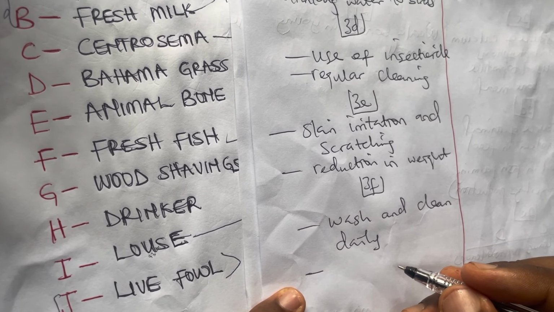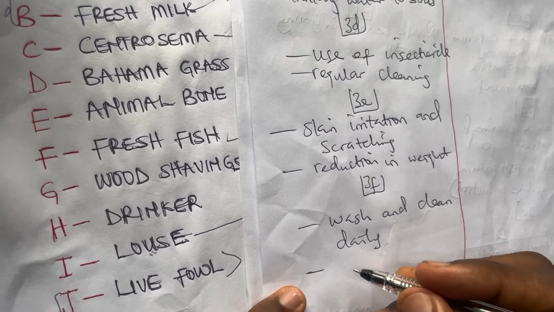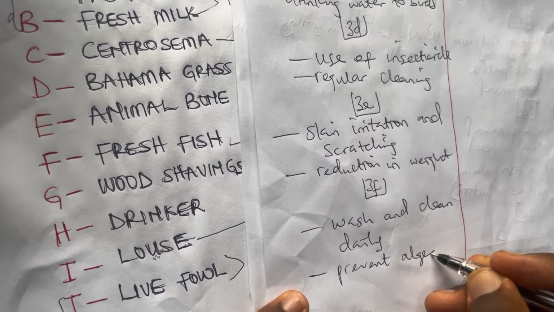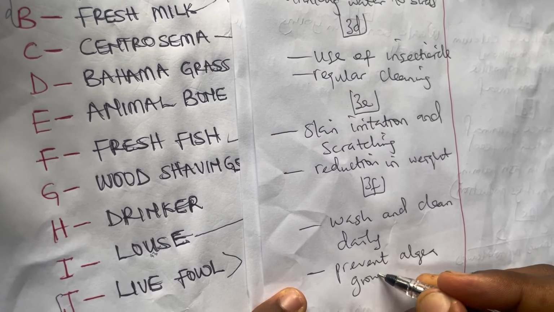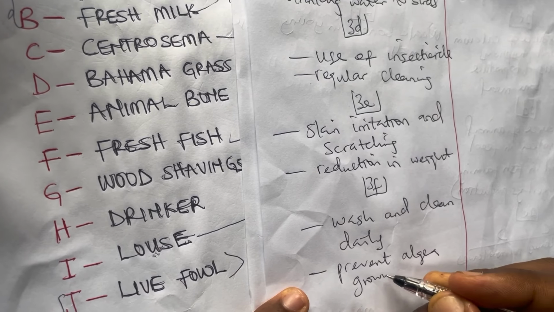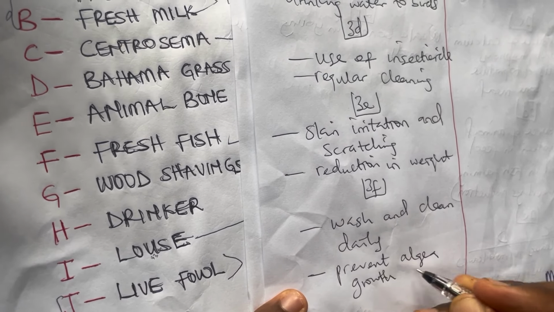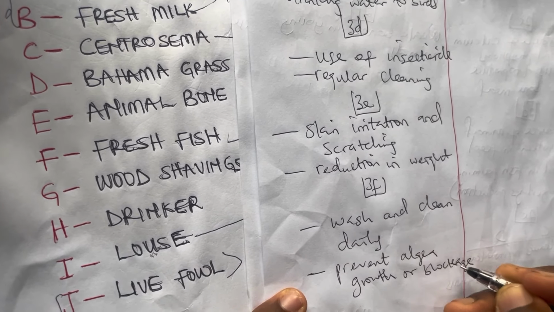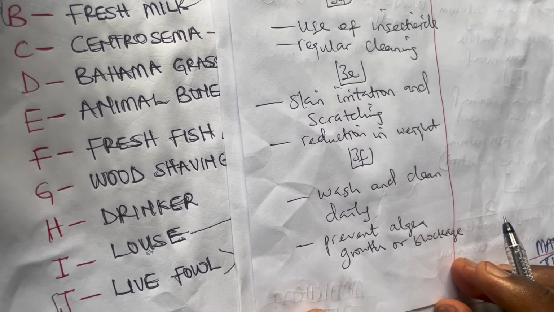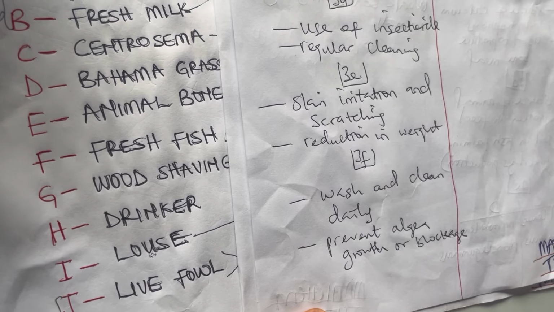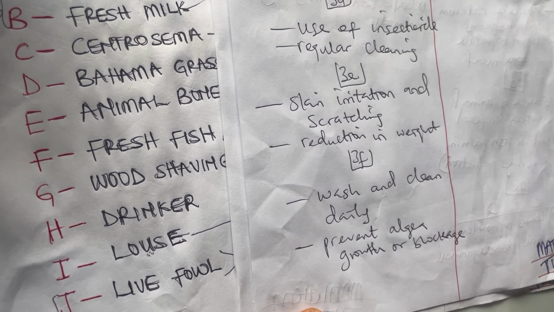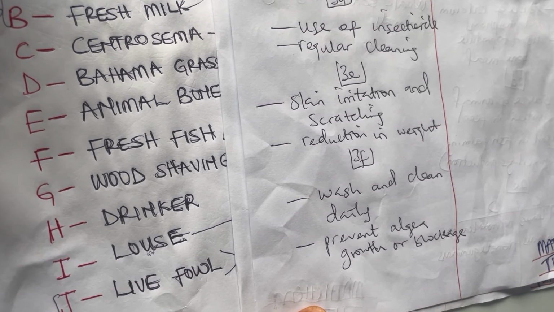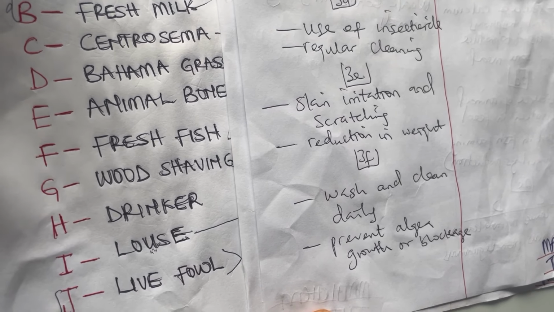Number two is that you have to prevent algae growing on it. So prevent algae growth or blockage. And then how do you prevent this algae? Is by constant washing and cleaning too, because algae, they are those green plants that used to grow wherever there is much water, like wherever there is stagnant water, you see algae growing in it.